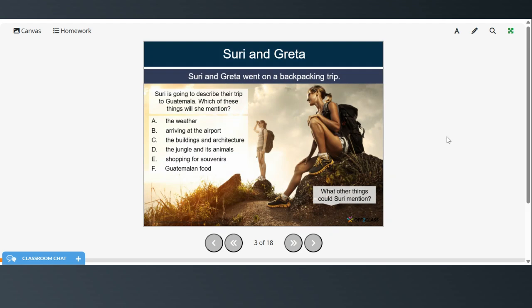So Suri and Greta went on a backpacking trip. Suri is going to describe their trip to Guatemala. Which of these things would you mention? The weather, arriving at the airport, the buildings and architecture, the jungle and its animals, shopping for souvenirs, and Guatemalan food. And what other things could Suri mention? And you can put your ideas in the comments.